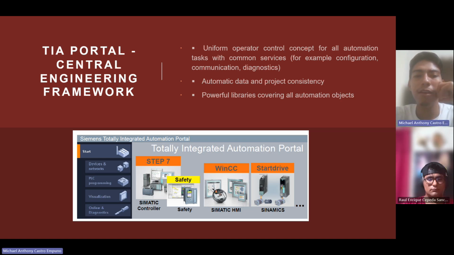SIMATIC WinCC comes for the machine level area with functional ranges like Runtime, operator monitoring and project visualization. Communication is for PROFIBUS, PROFINET, and link and network topology.